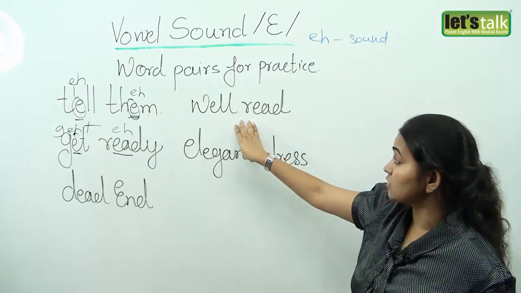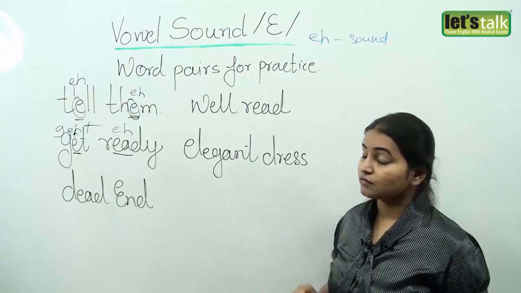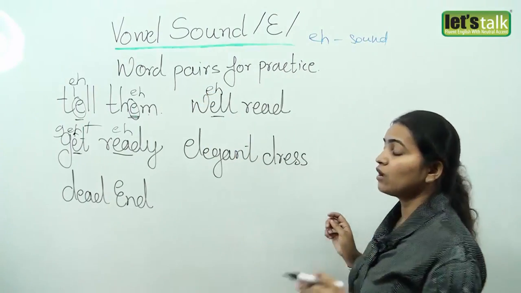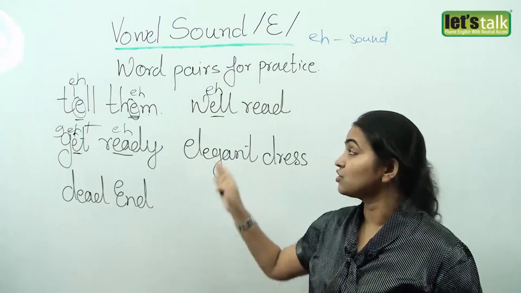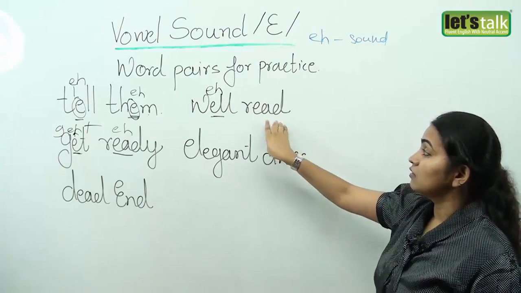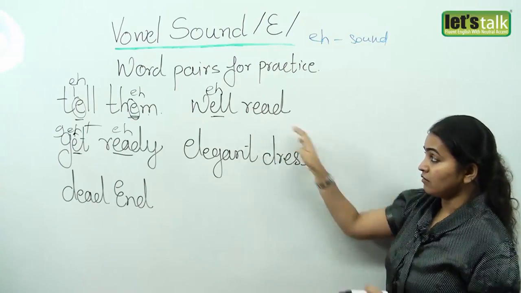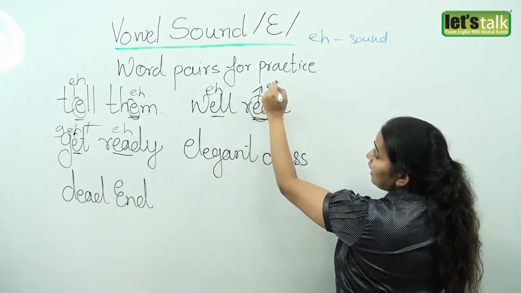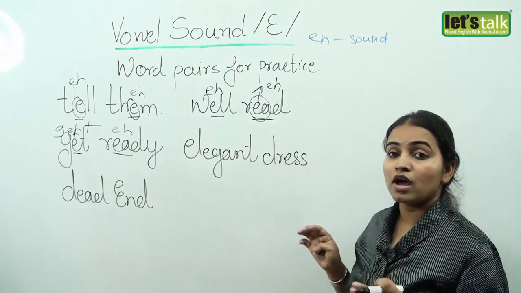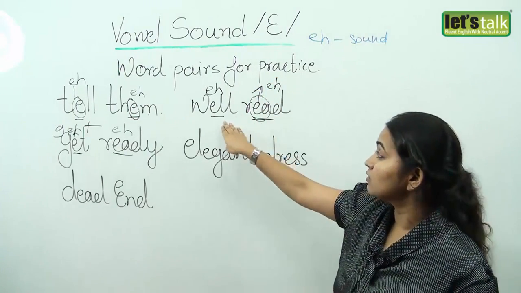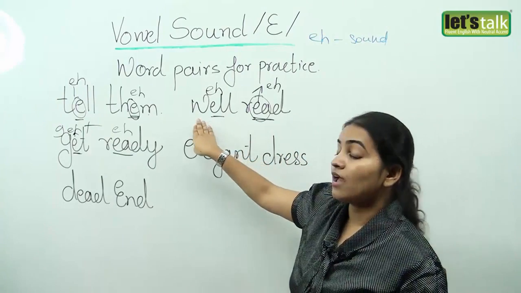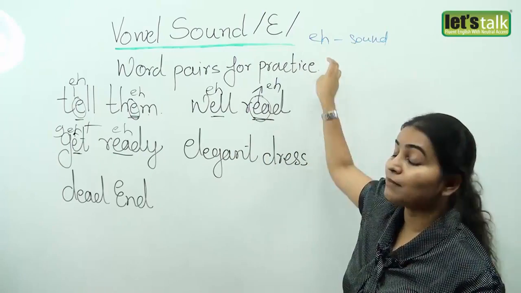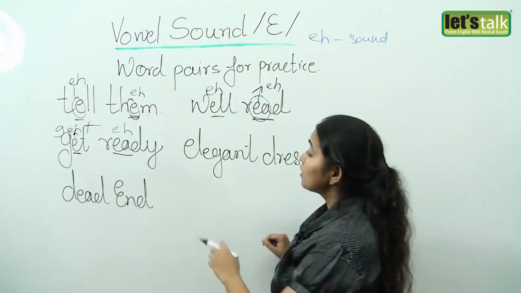The next pair of words, well read. So the e again produces the eh sound, so it's a well. The red, again giving me the ea, which produces the eh sound, so it is a read. Well read. Well read. Both of them have the eh sound.